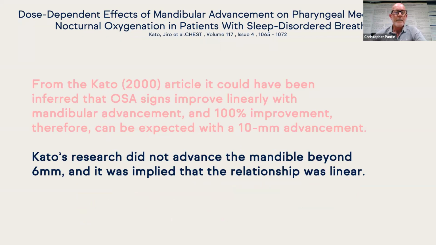So again, it showed that in fact it was a linear improvement, and as I just mentioned, that 100% improvement could be expected with a 10 mm advancement. Unfortunately, the research did not advance the mandible beyond 6 mm, and it was just implied it was linear, and so started the thought process that more is more, meaning the more you protrude the mandible, the better the outcome you will achieve.